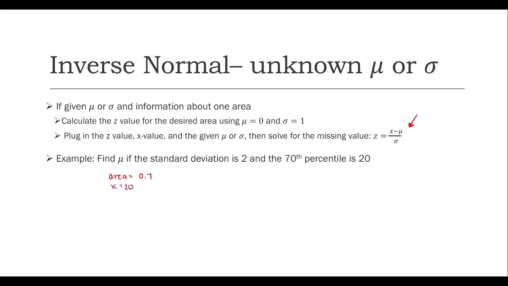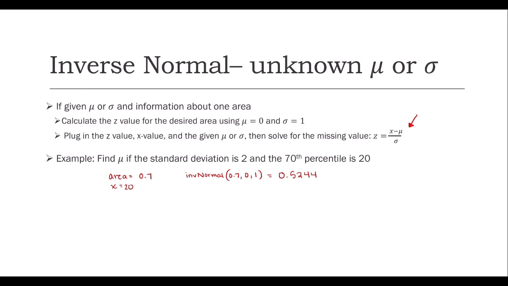So we're going to use our calculator and go to our inverse normal, where the area is 0.7, the mean is 0, and the standard deviation is 1. So this is how we calculate our z-value. So you'll click second vars, which is your distribution, and put in an area of 0.7, a mean of 0, and a standard deviation of 1. And when you hit enter, you'll get that your z-value is 0.5244.